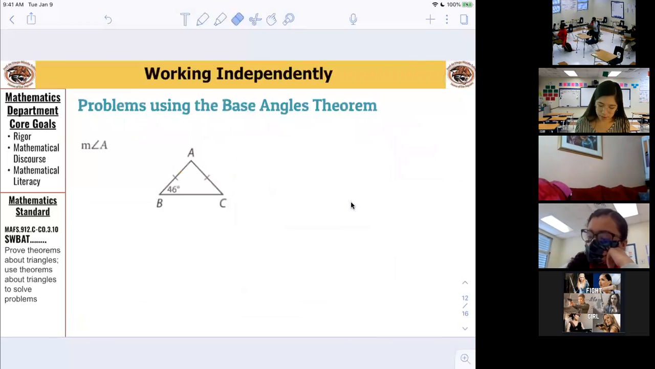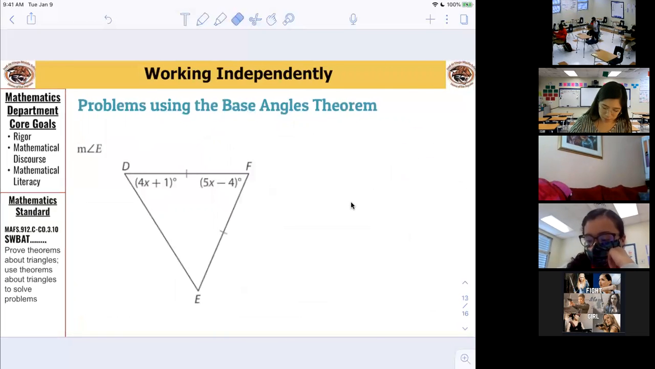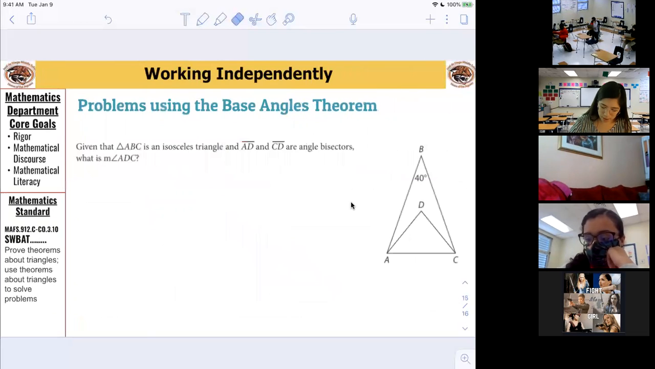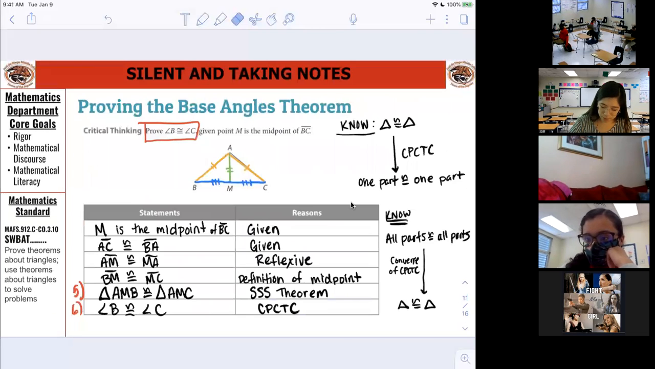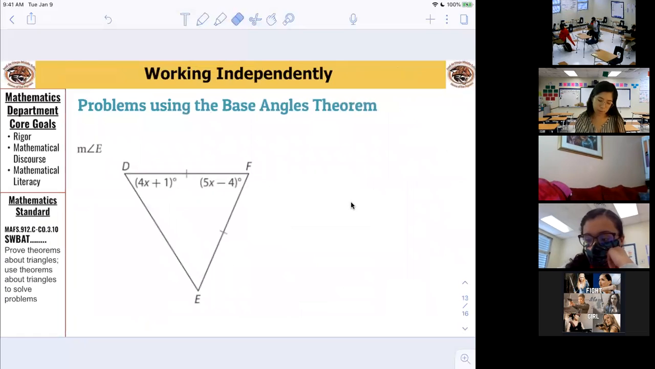Okay. Let's see how much time we got. We got time. Let me just pick a good problem for us. I put some really challenging ones, so I'm going to start with an easy one. Then we'll move on to harder and harder. But we'll do these all together. So base angles theorem.